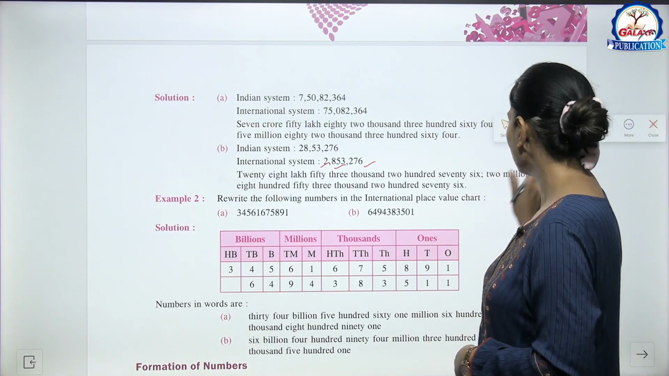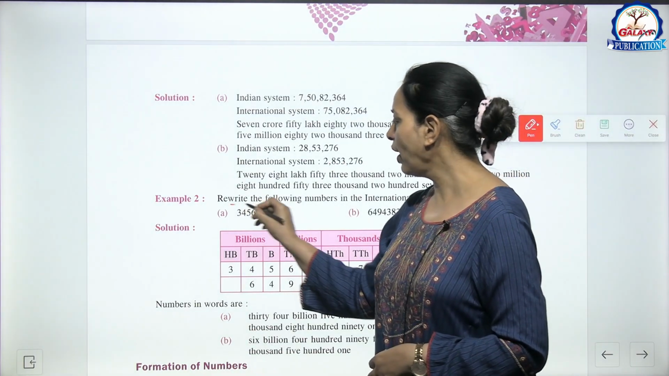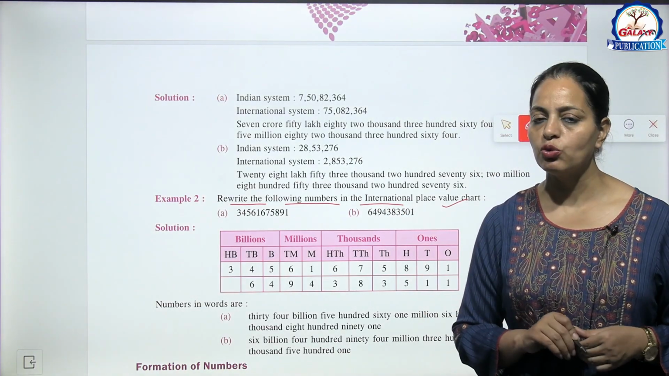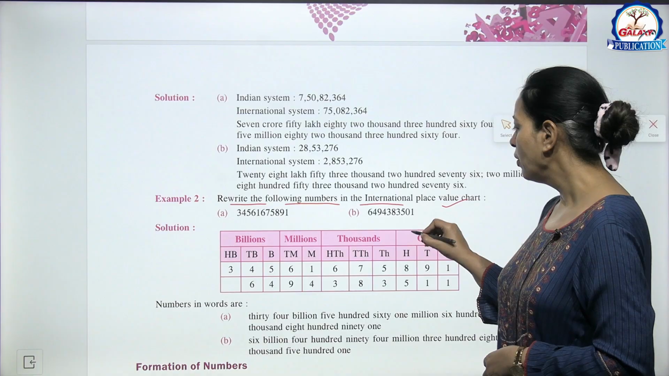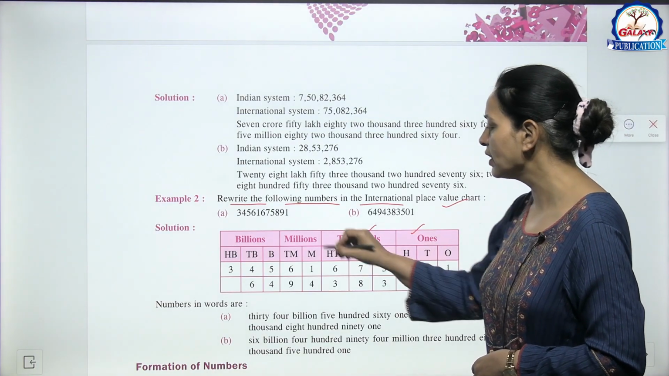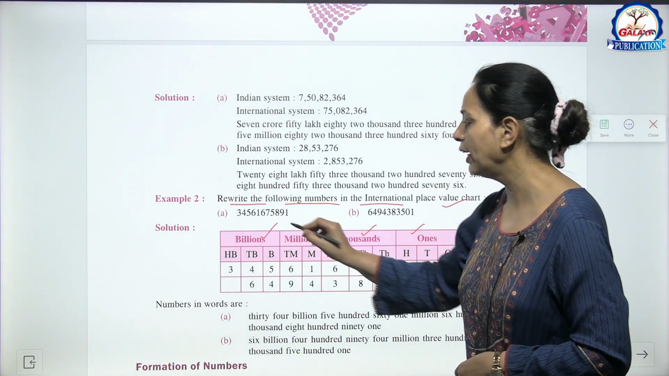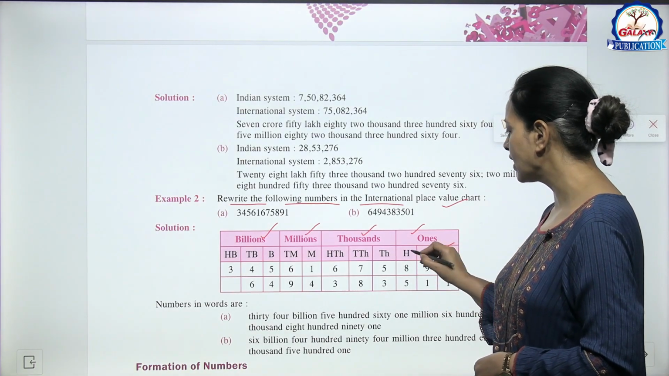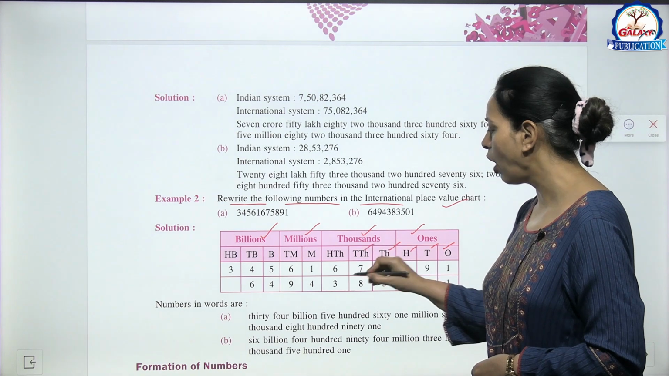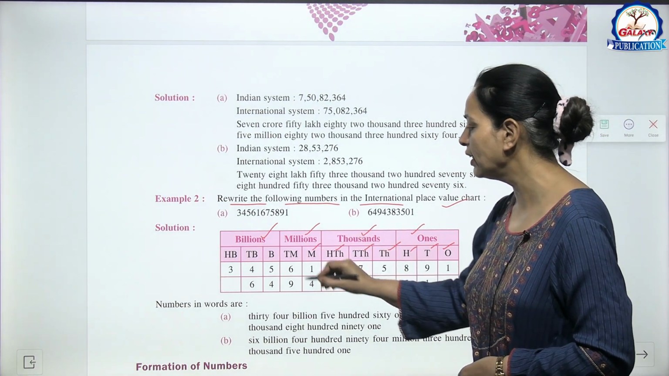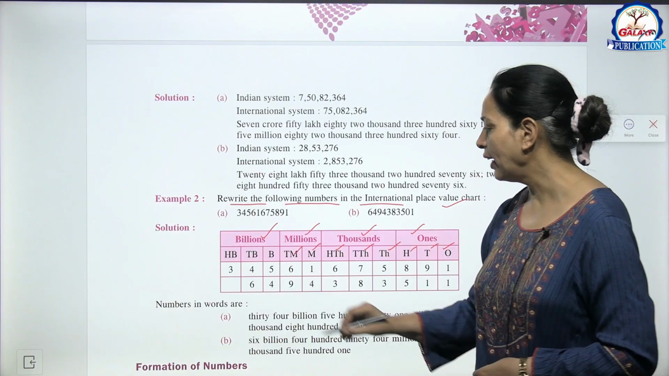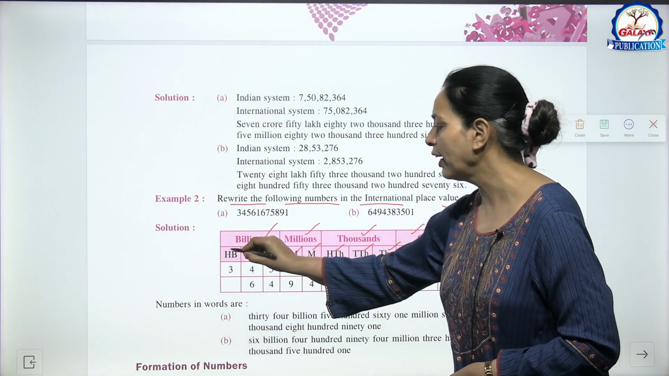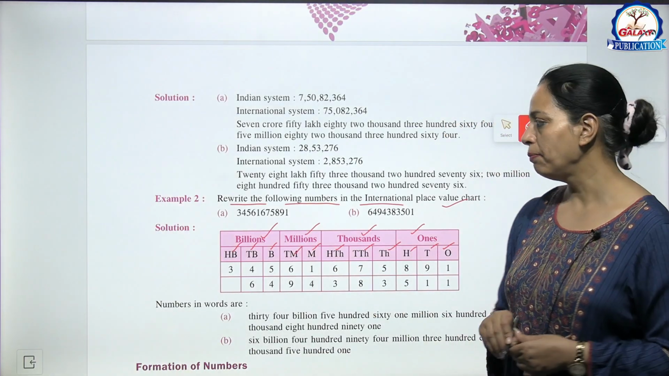2,853,276. Now come to example 2. Rewrite the following numbers in the international place value chart. So you know very well, ones, then thousands, millions and then billions, and their place values: ones, tens, hundreds, 1,000, 10,000, 100,000, million, 10 million, and then 100 million, then billion, 10 billion, and then 100 billion.